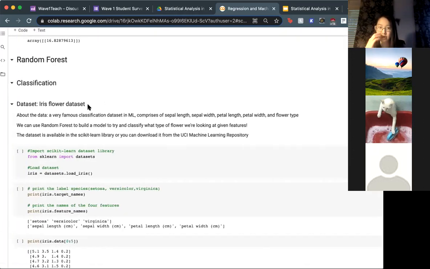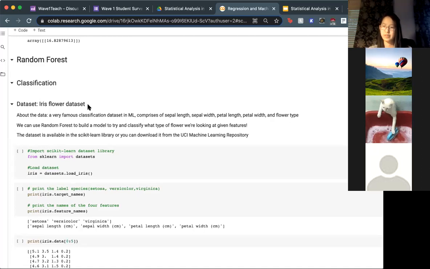So let's say you have this data set. This is the iris flower data set. This data set is actually very famous in machine learning. Pretty sure other people have used this for their other things. It's a very clean data set. I don't know too much about flowers, but what it gives you are these 4 features: the sepal length, sepal width, petal length, petal width, and then the type of flower corresponding to those things.